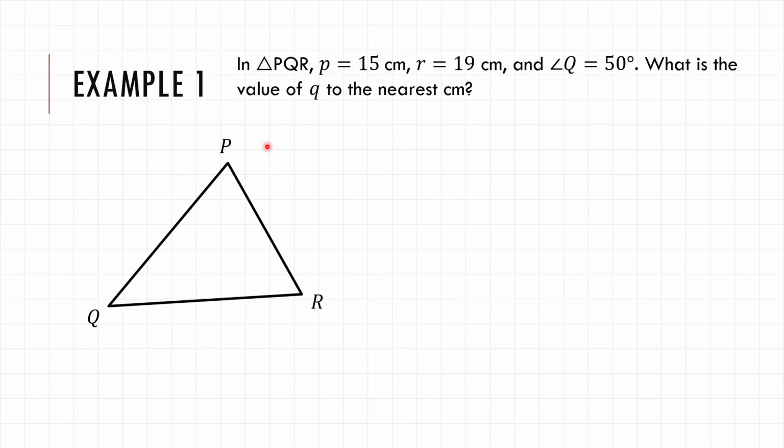Side P is 15 centimeters. So side P would be this one. That's 15 centimeters. Side R is 19. So that would be this one right here. And angle Q, which is this one over here, is 50 degrees.